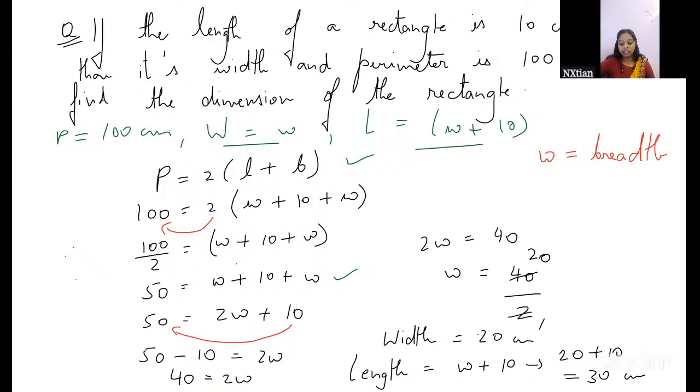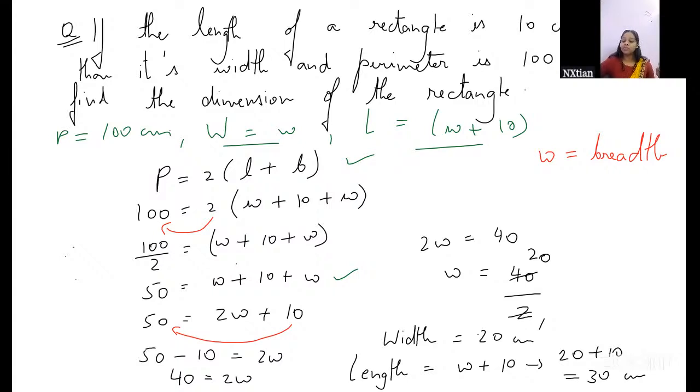So 2W became 2W plus 10. Okay, 50 equals 2W plus 10. Now again, 10 was on the right side. Again, the variable on one side, numbers on the other side. So we took the 10 to the left side with 50. 10 was here plus. When it goes to that side, it becomes minus 10. So it becomes 40 equals 2W.